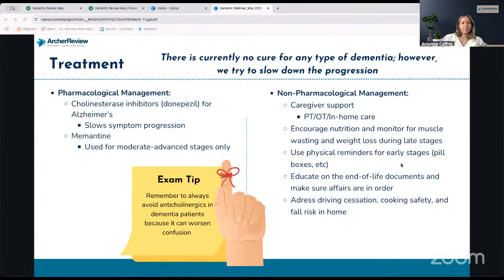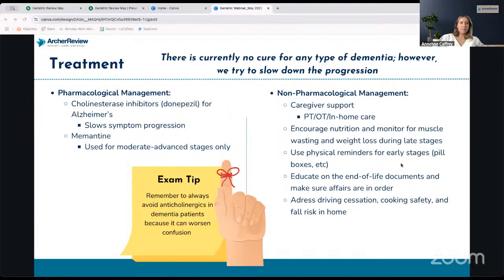So, cholinesterase inhibitors like donepezil, that's going to be for Alzheimer's. That's going to be more of a first line medication for them, because that's going to slow symptom progression. As that drug stops working, the dementia starts to progress worse. That's when we add in memantine, which is more for the moderate to advanced stages. So more when they're getting lost, they're not eating, they can't get themselves dressed. That's when we add that medication in.